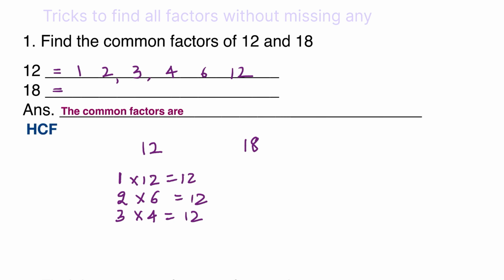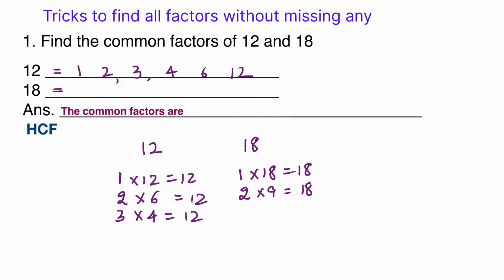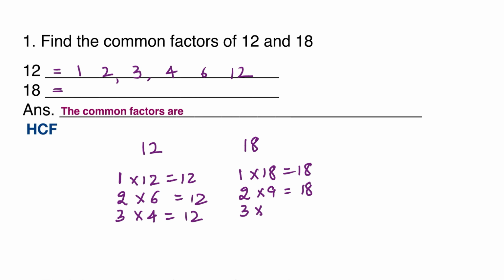Factors of the number 18. Begin with 1. Okay, 1 into 18 is 18. So next is 2. Yes, 2 into 9 is 18. 3 into 6 is 18. Next is 4. Is 18 divisible by 4? It is not. 5? No.